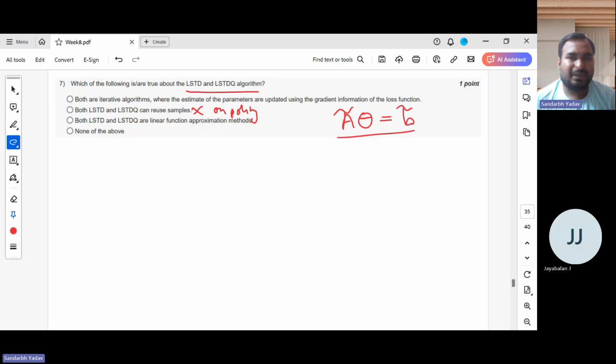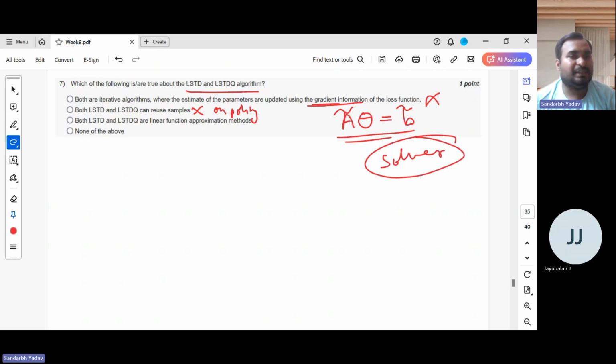This is some kind of, we will give it to some solver. It will solve it for us. Were we using this gradient information of the loss function? No, we weren't using it, right? So this is also wrong. So your answer will essentially boil down to either option 3 or D.